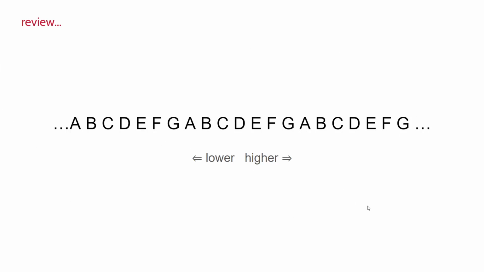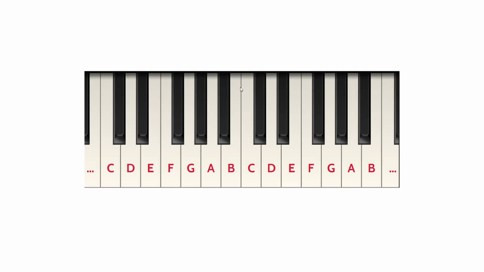So, another bit more review. We go A, B, C, D, E, F, G. We loop back around to A. Going up the alphabet is higher and down the alphabet is lower. However, we can also represent the notes on the piano. So this is also really good to remember.